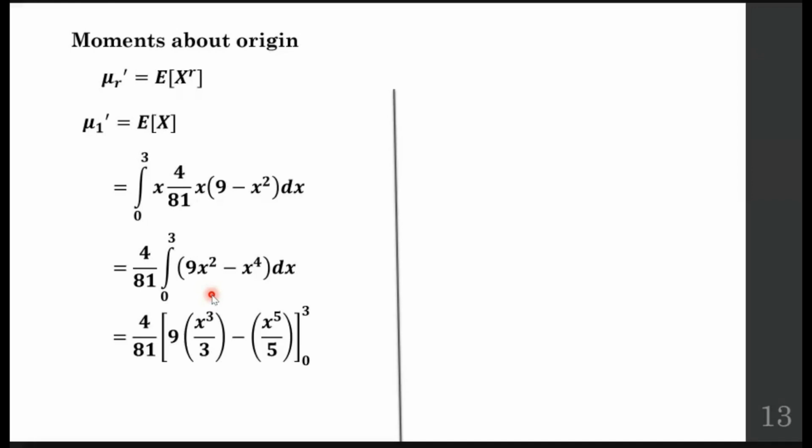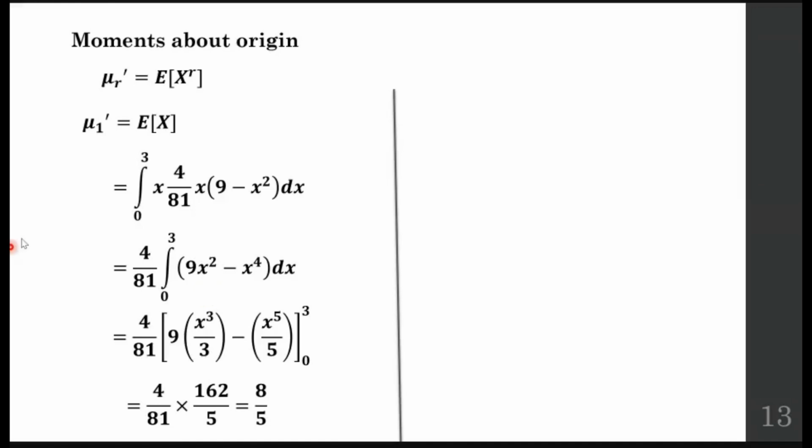What about others? Integrate and apply the limits, upper limit, the lower limit will be zero. Just use the calculator: 9 into 3 cube upon 3 minus 3 raised to 5. 8 by 5. Akshay also is getting 8 by 5. Okay, fine. So mu1 dash is 8 by 5. Okay. Next we have to find mu2 dash.